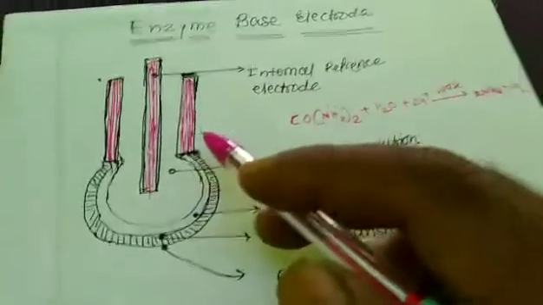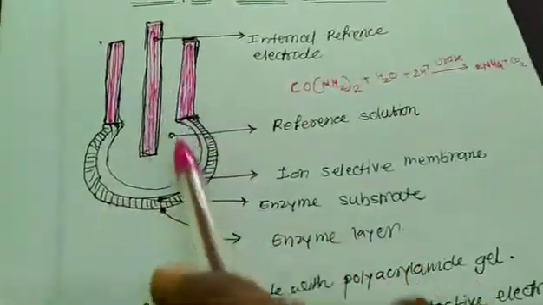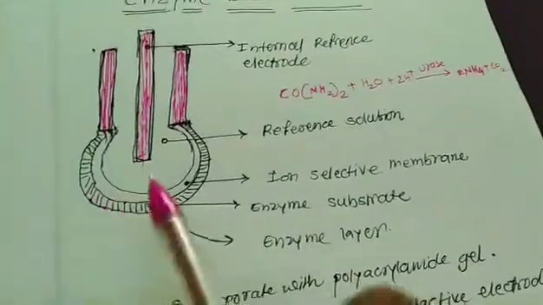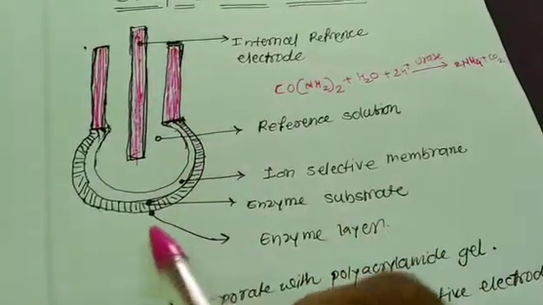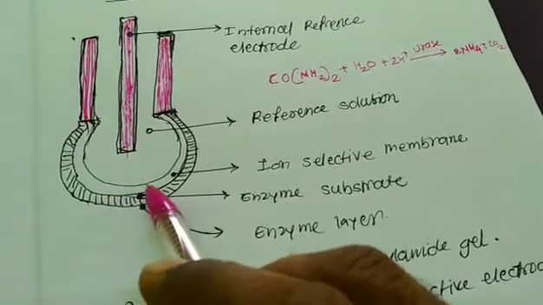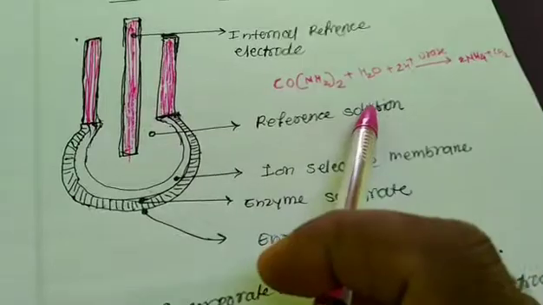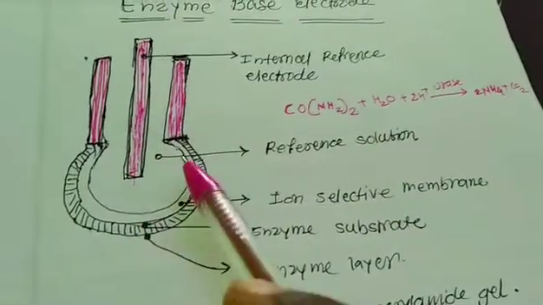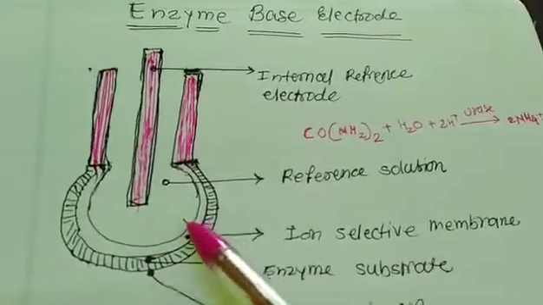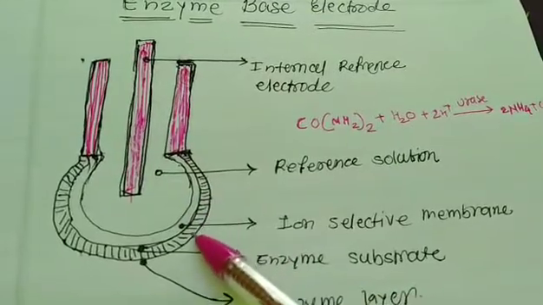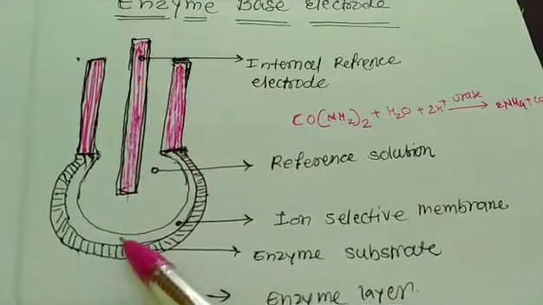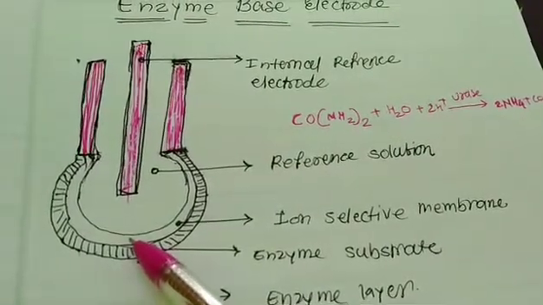This is the enzyme based electrode. Here is the enzyme coating on the ion selective electrode. For urea we use the ammonia ion selective electrode. So for determination of urea we use the urease enzyme coating on the ion selective electrode, that is, the ammonia ion selective electrode.